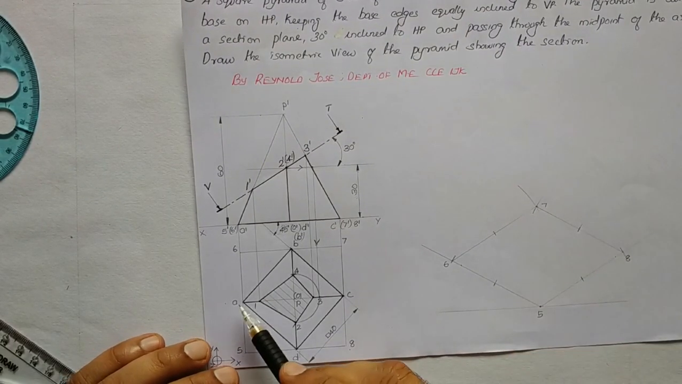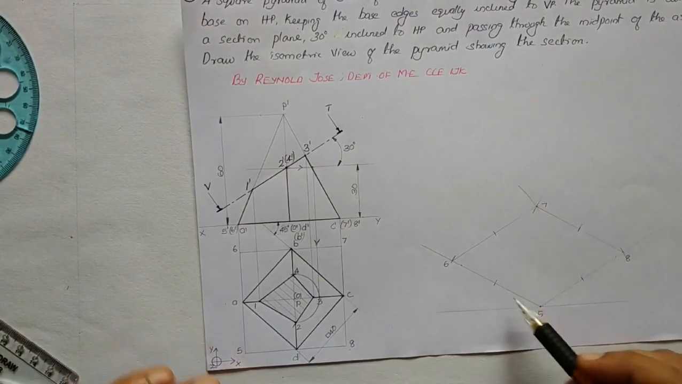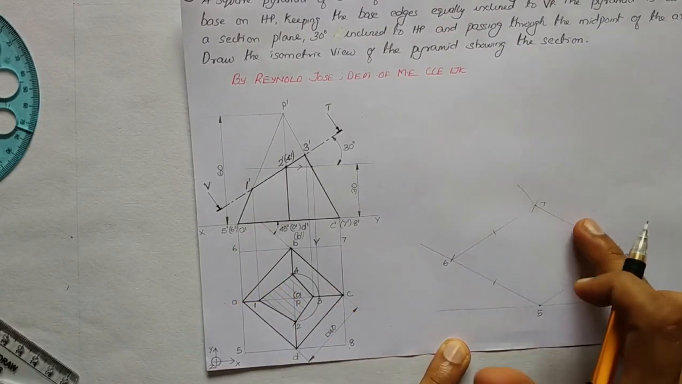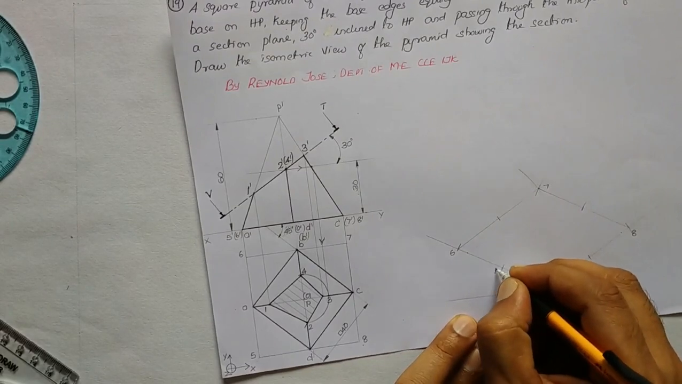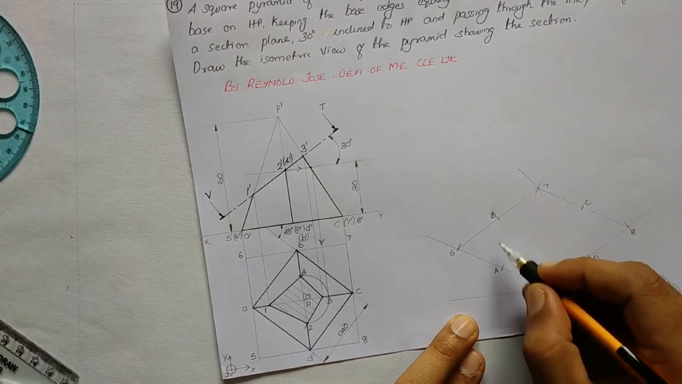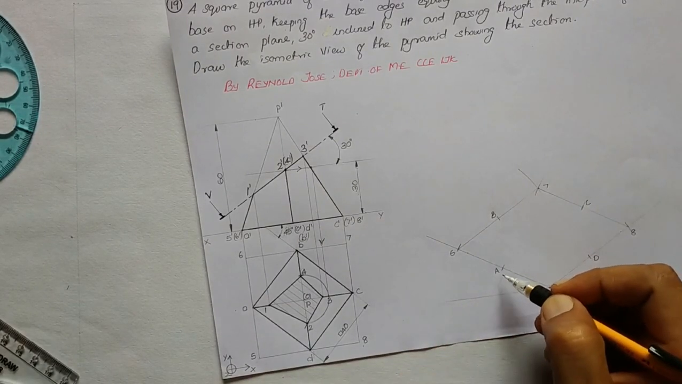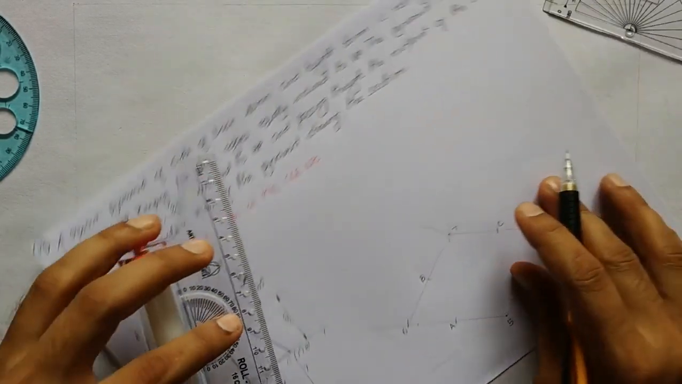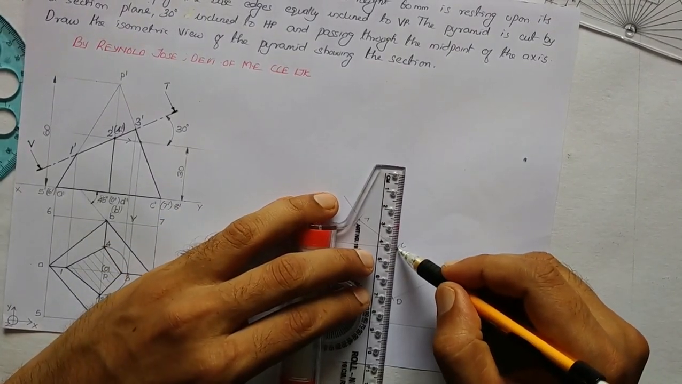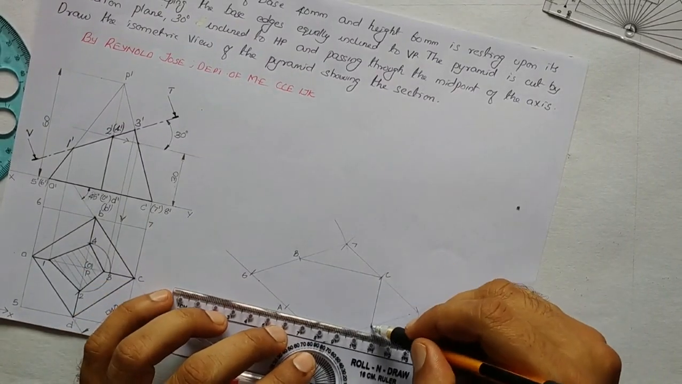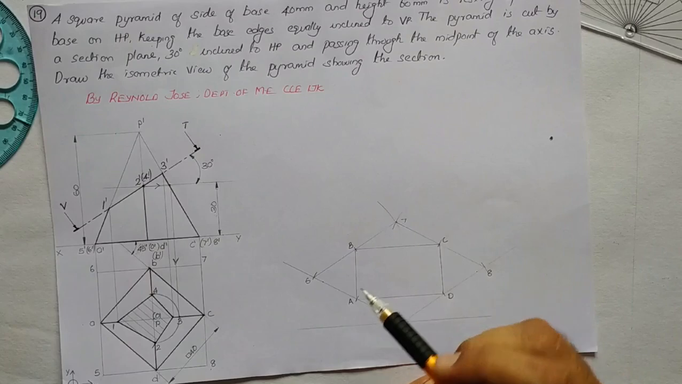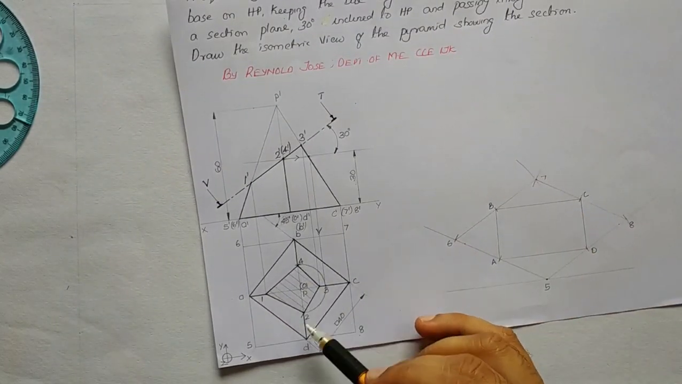And now we shall mark points A, B, C, D along this base plane. So along 5, 6 it is A. Likewise here it is B, C and D. We shall join A, B, C, D using thin lines. Now we have to mark points 1, 2, 3, 4.